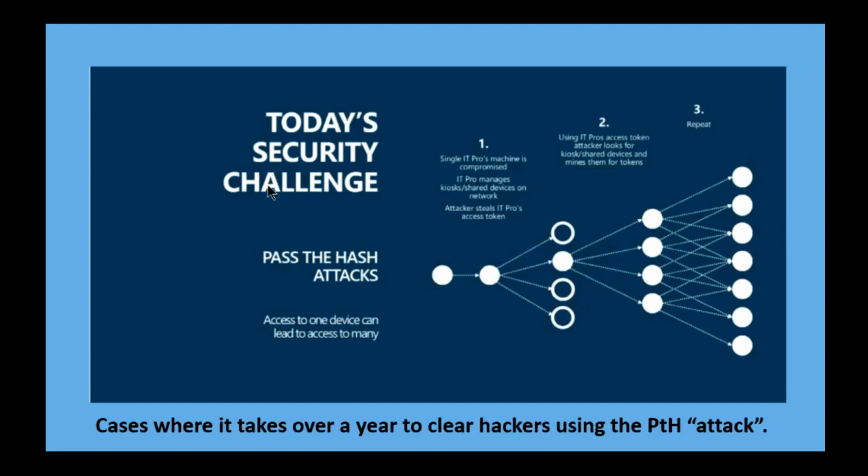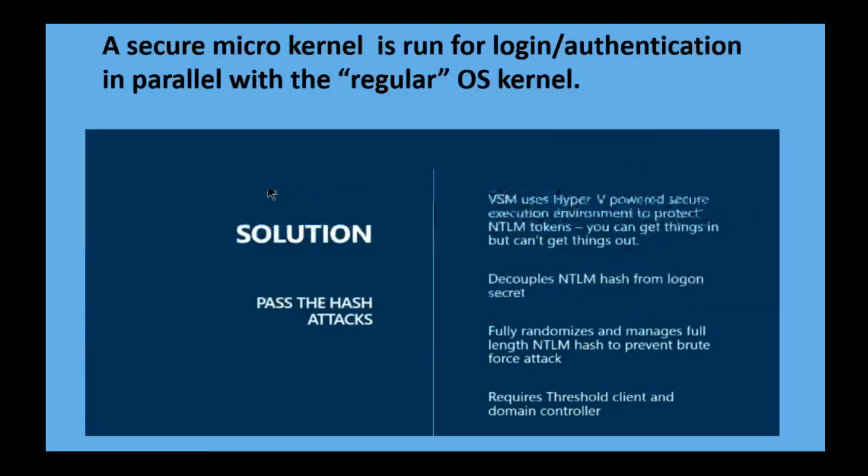right, is able to compromise one machine. On that one machine, they're able to get elevated privileges. And then once they have elevated privileges, they own the farm. And what's interesting is Microsoft has documented cases that have taken over a year to clear out a pass-the-hash attack. So new in Windows 10 is remediation for this.